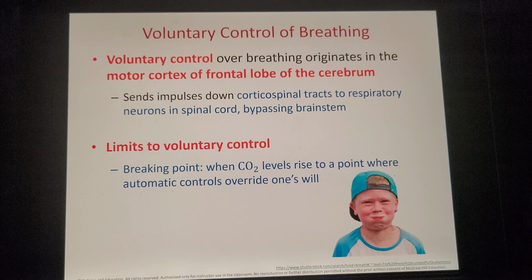For example, if you hold your breath, eventually your carbon dioxide levels are going to increase because they're not being expelled. There is an autonomic control that's going to override that and force you to breathe. So no matter how much your little kid decides, I'm going to hold my breath until I get my way, it doesn't matter. Your body's going to force them to breathe. You'll be fine.